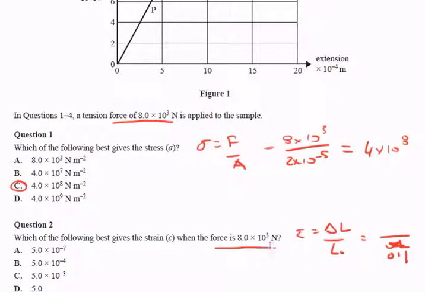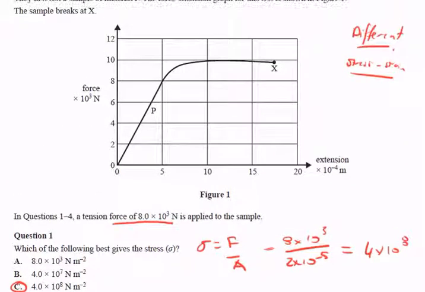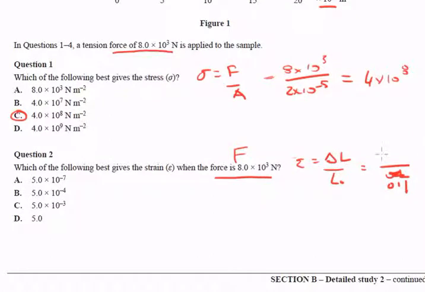But they've given me a force. How do I turn the force into the change in length? Well, I can use the graph. They've told me the force is 8 by 10 to the 3. They've said that at this point here. What is the extension? Extension means change in length. This means force. So at that point, 5 by 10 to the minus 4 is my change in length. And then I just calculate that, which is 5 by 10 to the minus 3.